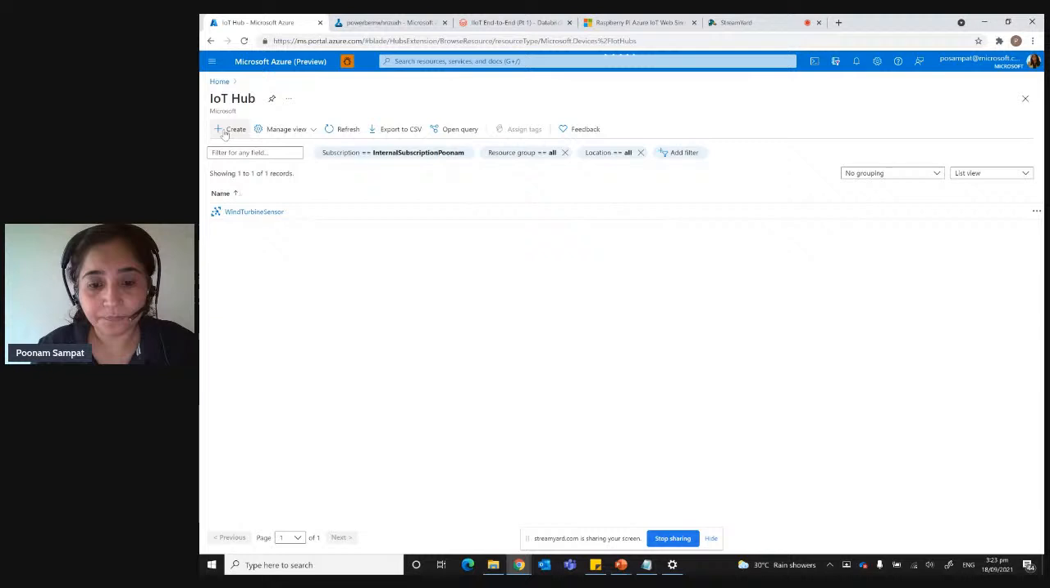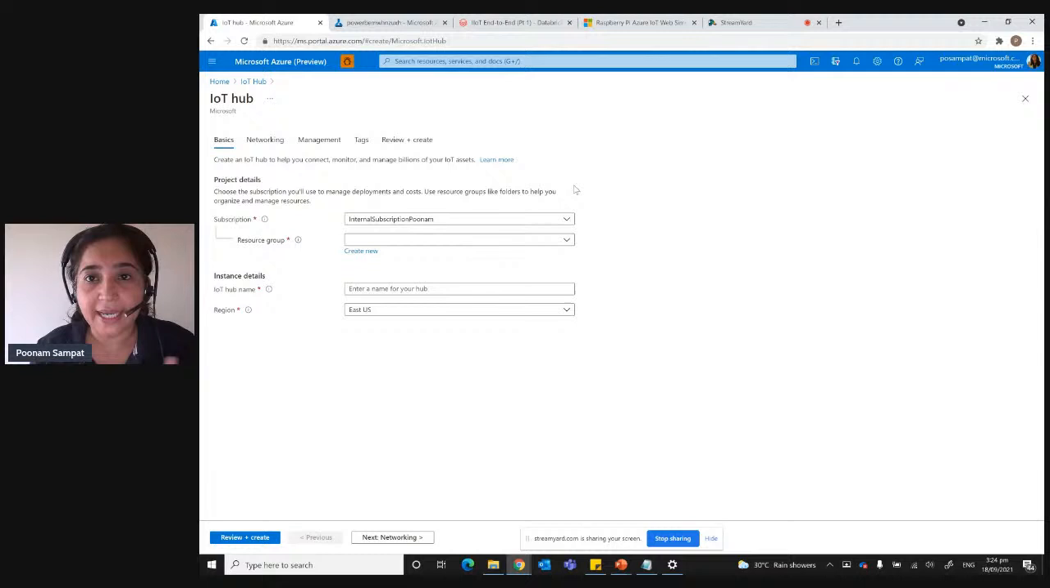Right? Now it's going to ask me some details before I can get an instance of this IoT hub. It's going to ask me what is the resource group. Now, what is a resource group? A resource group is just a logical container, so all the services that you create sit within that, right? So I'm going to just use an existing one.